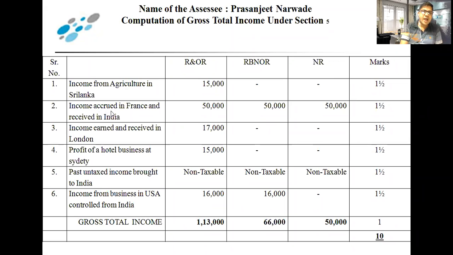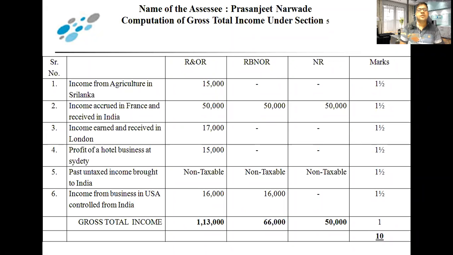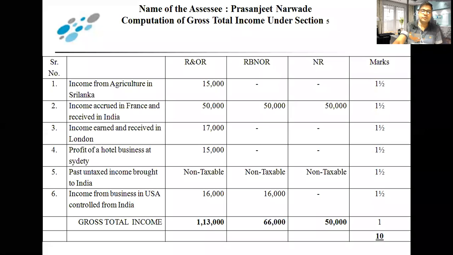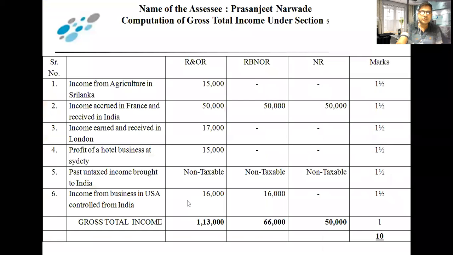The next is income accrued in France and received in India. Accrued means arise, generated. France means outside India. But it is received in India. If you see the condition, income arising outside India and received in India is taxable to all. The same thing we have to consider here. It is taxable to R&OR 50,000, RBNOR also 50,000, and NR also 50,000.